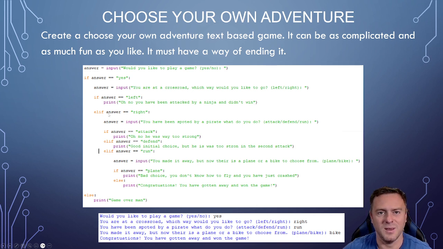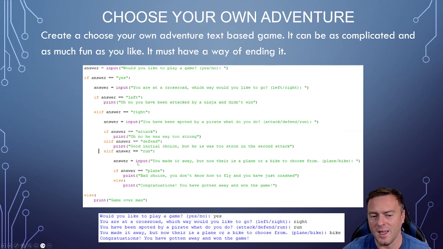Then I have an else if here. So if the answer was right, you can keep playing the game. So answer, input, you've been spotted by a pirate. What do you do? Attack, defend, or run. So now I have an elif statement. So if answer is attack, oh well, way too strong. If the answer was defend, good initial choice, but it was too strong in the second attack. Elif, the answer equals run. And then it goes through this process. Notice that I didn't have to do an else at the end here. So if nothing happens, it then goes away.